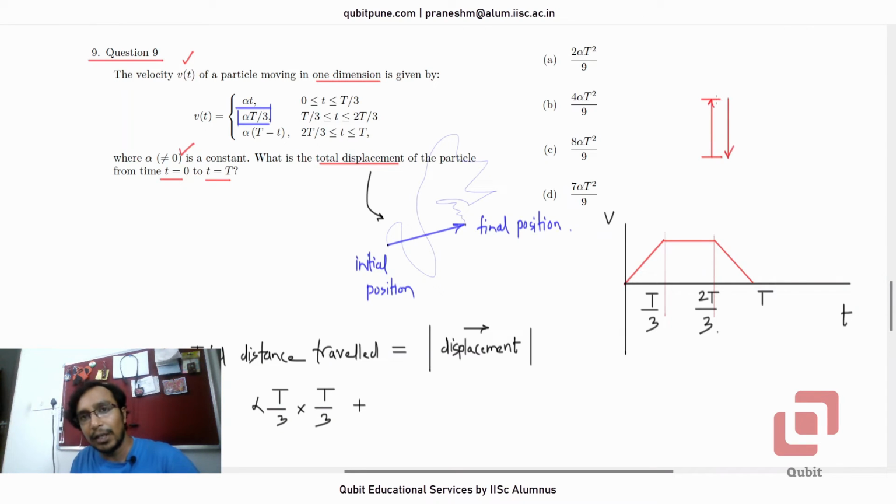The time taken for the upward journey and the downward journey is the same, and also the distance traveled in the upward direction and in the downward direction is the same. That's exactly what is happening with our particle, in 1D. So we can now just calculate the distance traveled by the particle in the first phase from 0 to t by 3 and multiply by 2.